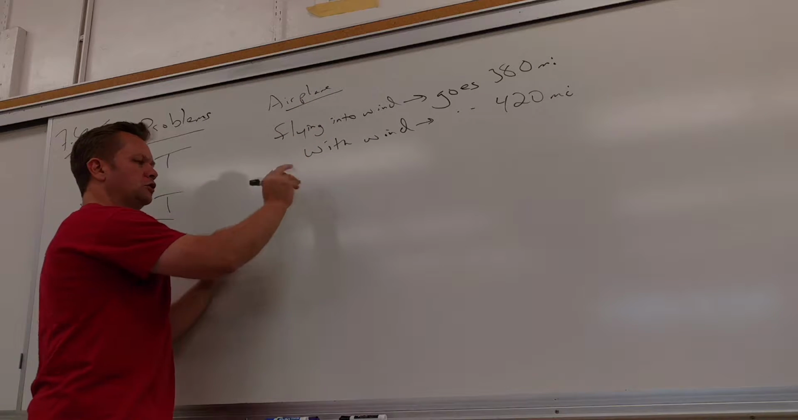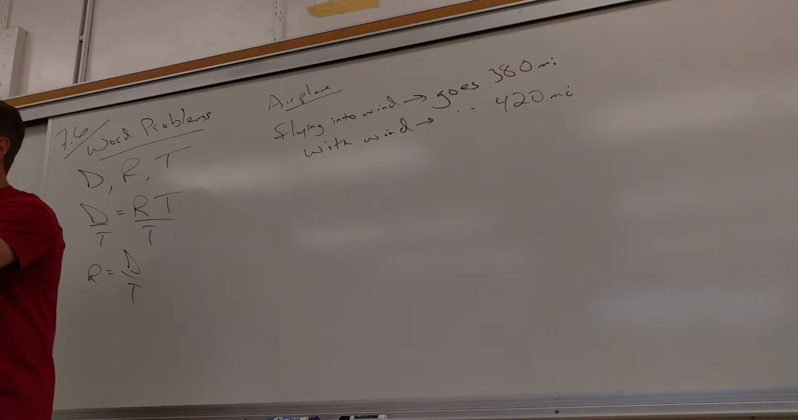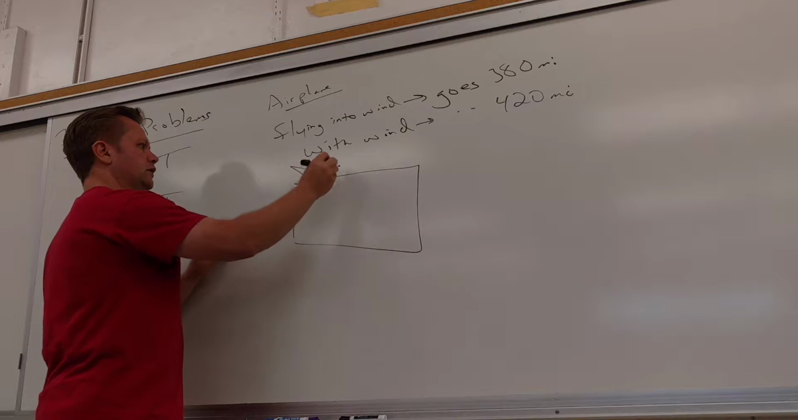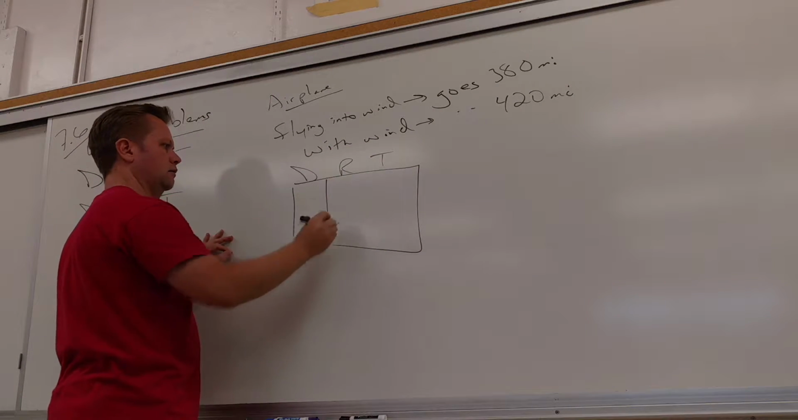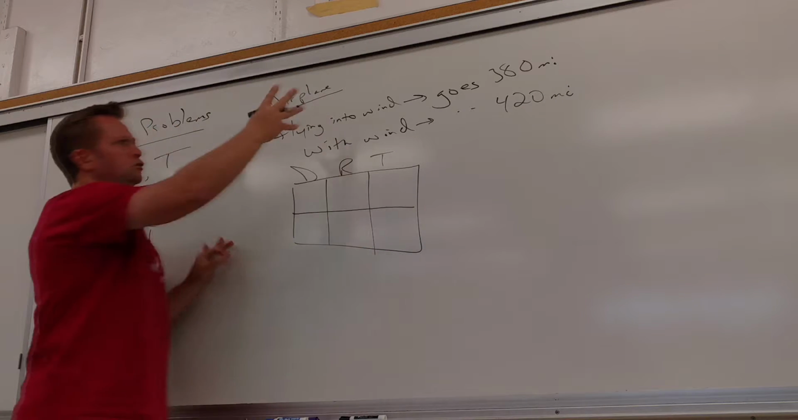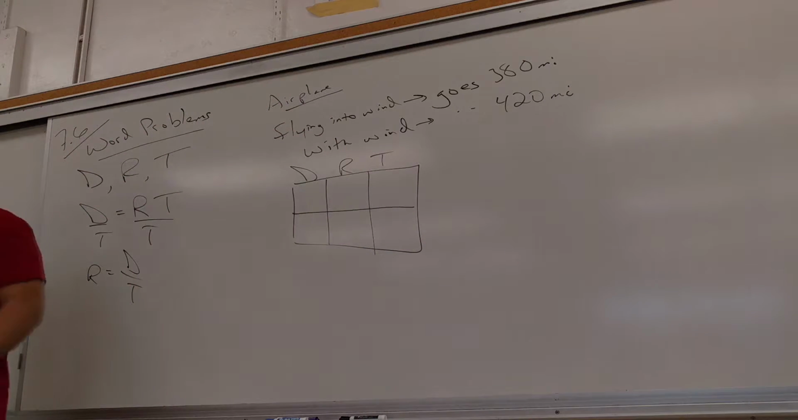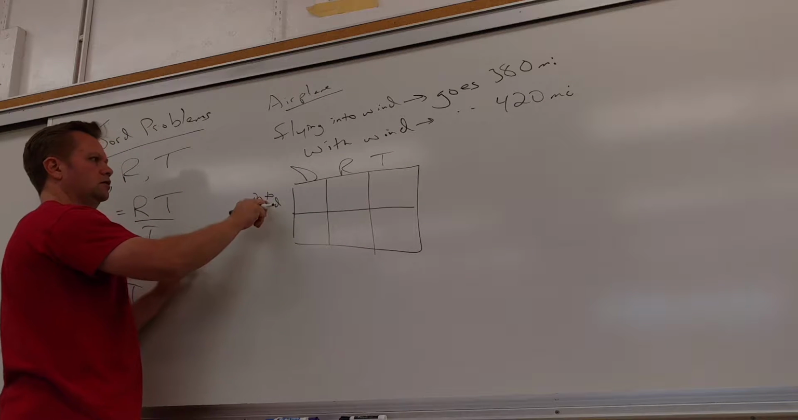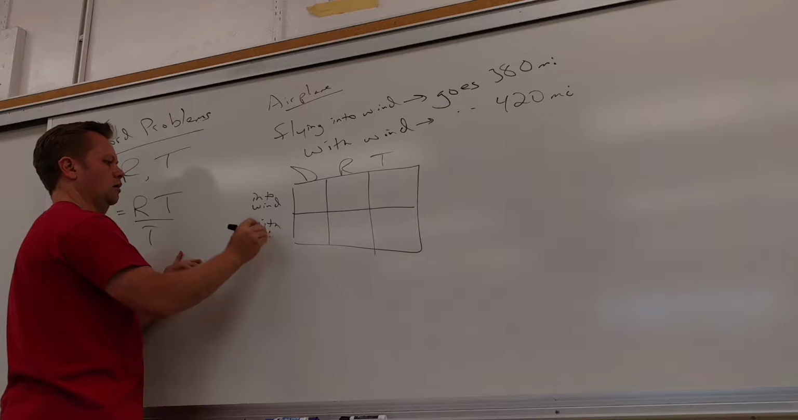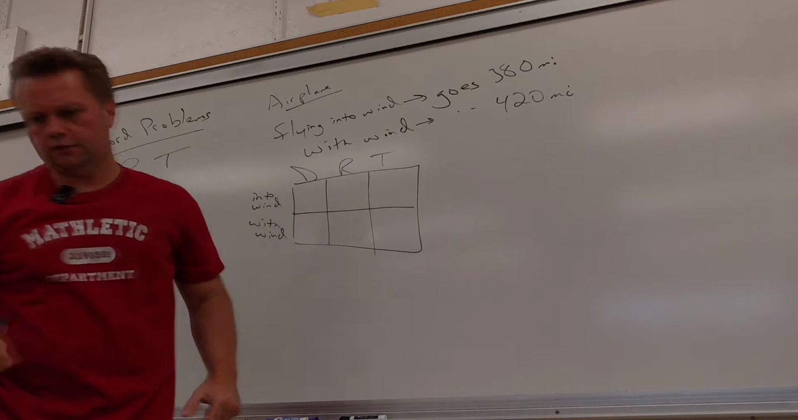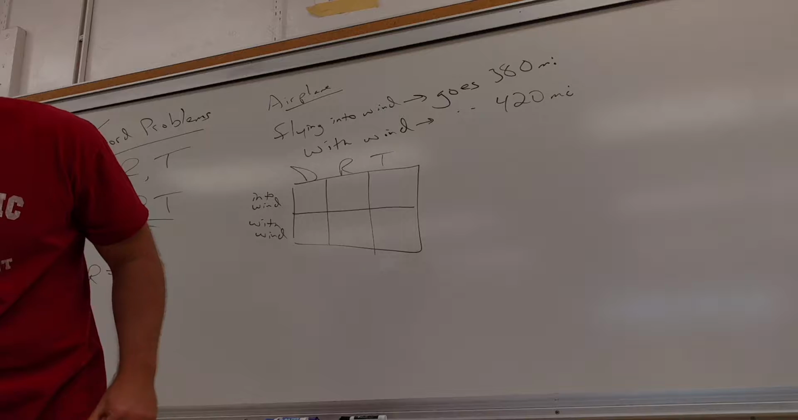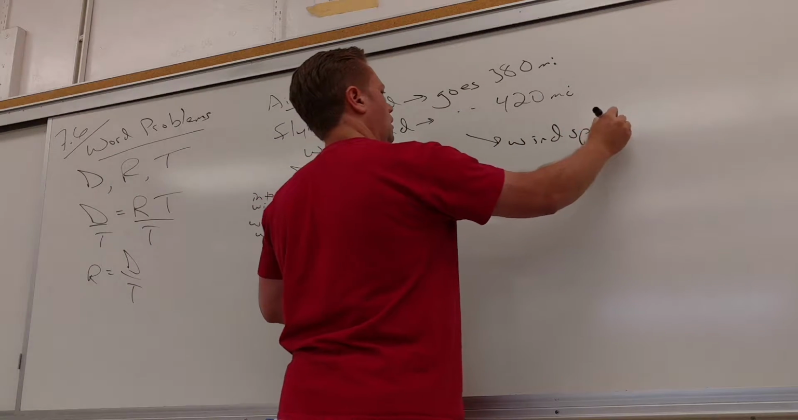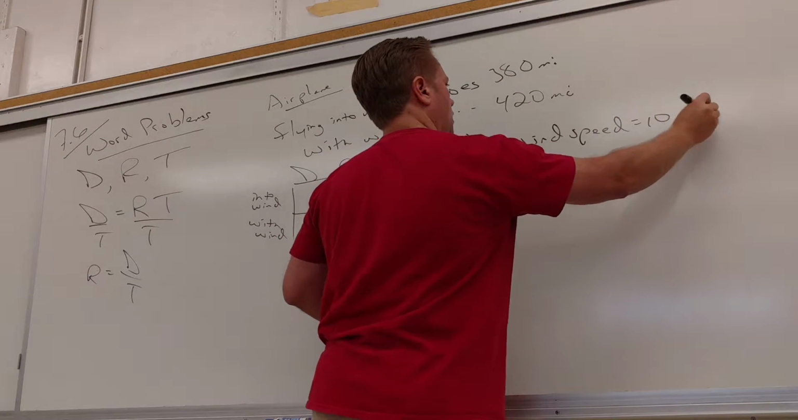So here's one way you can do this. This is a suggestion, but if you have a different way, you can do it. I just like to accumulate all my stuff together. So I've got two situations: flying into the wind, so against the wind, and with the wind. And the question really is, the wind speed is 10 miles an hour. How fast is the plane going?